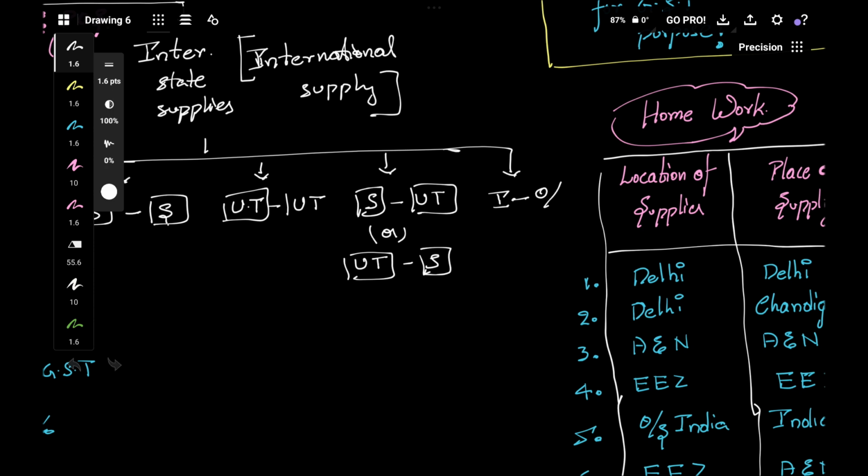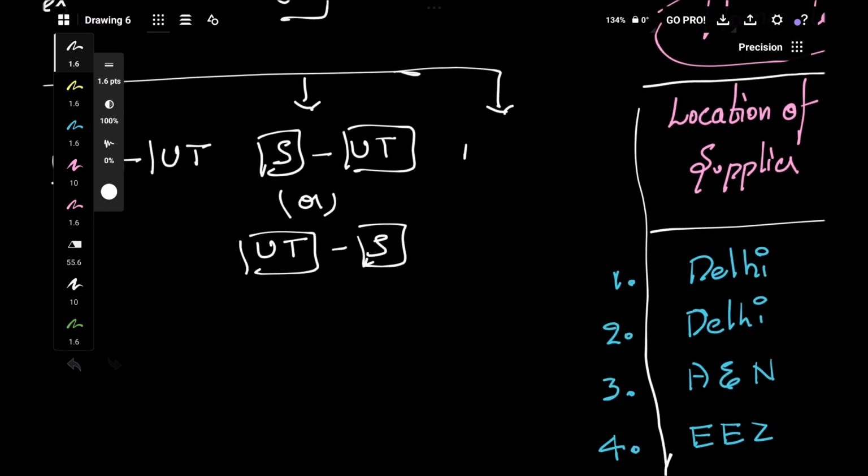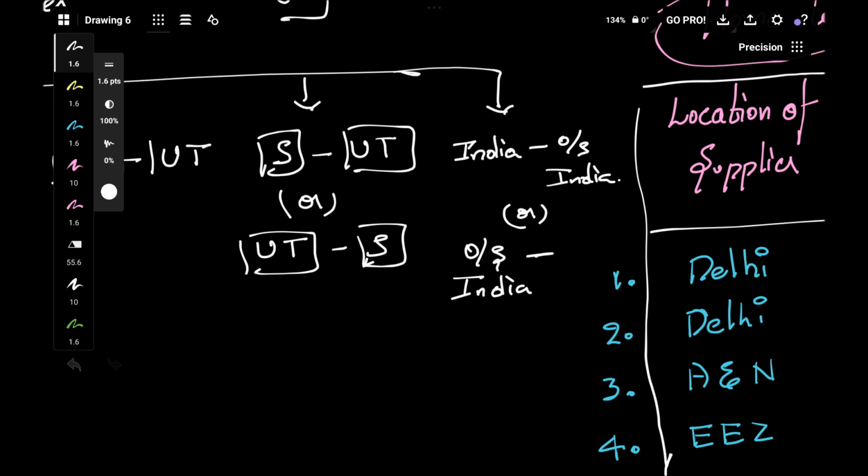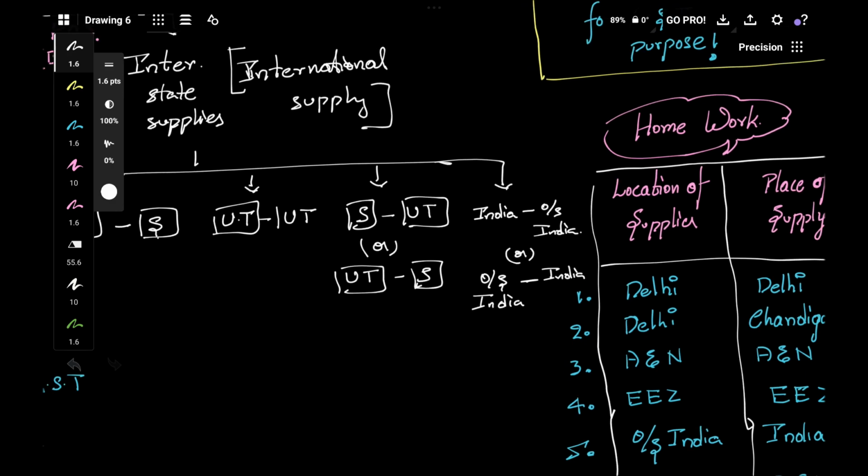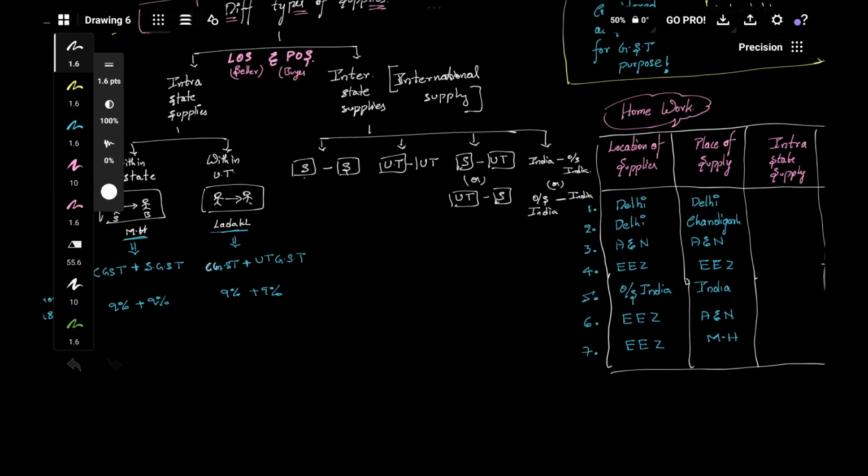India and outside India. Let me write it clearly. This is very important. If there is a person in India selling goods to America, outside India, then that sale is also regarded as interstate supply. And it's the vice versa case: if there is a person in India buying goods from America, that is also regarded as interstate supply. So all these things are regarded as interstate supplies.